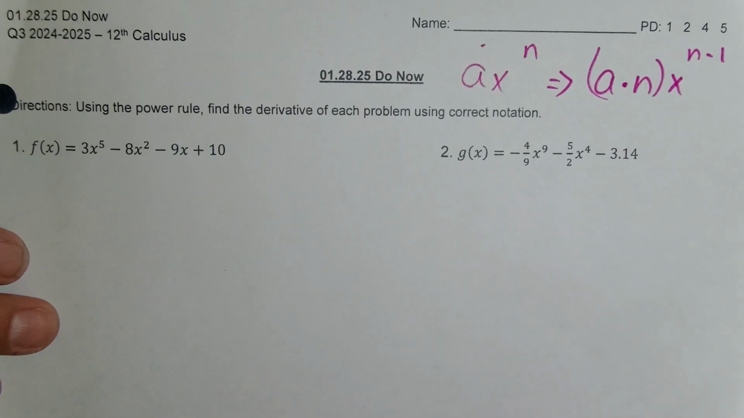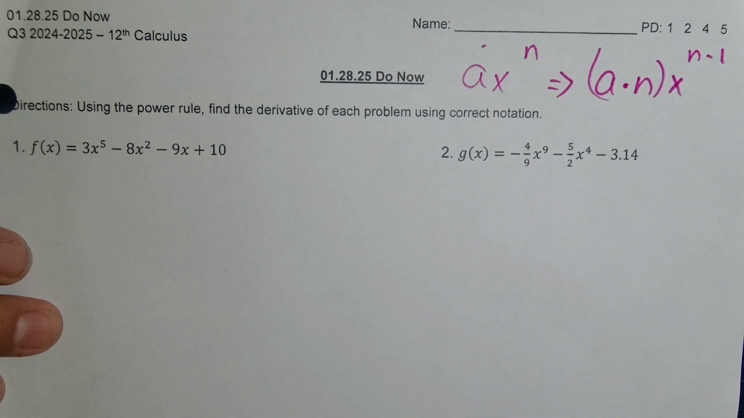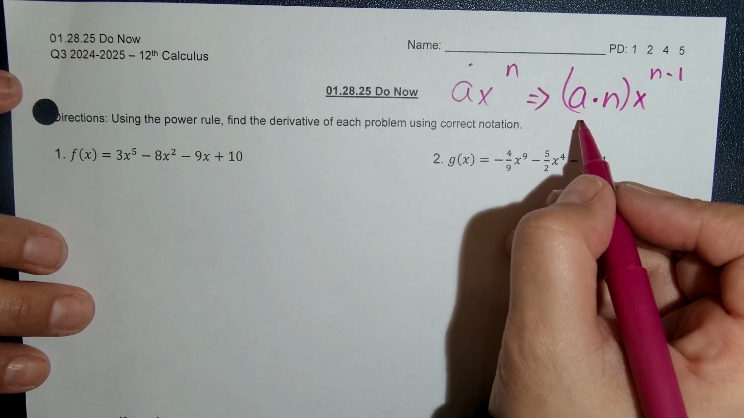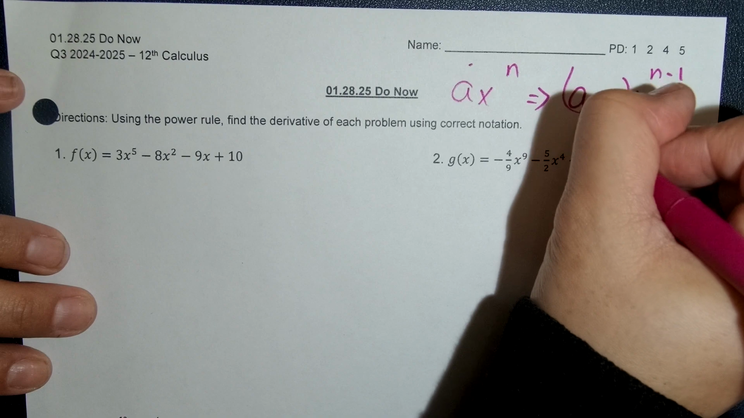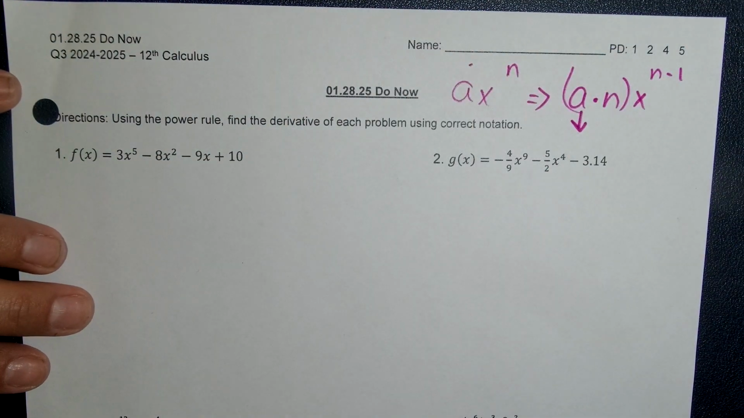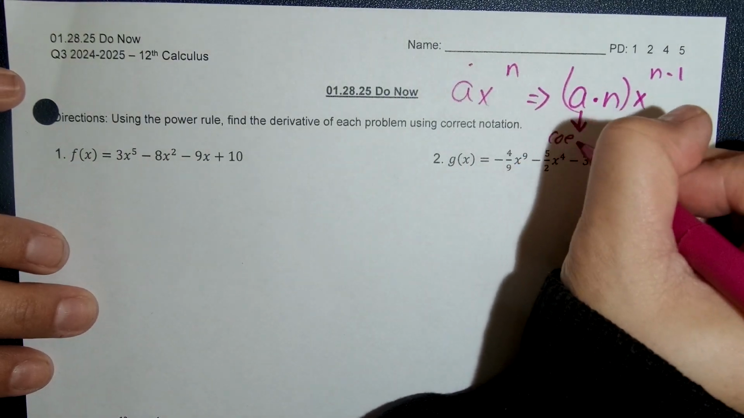So what does A stand for? I gave you the word for it. I gave you the definition, the vocabulary word, for A. What does A stand for? Starts with a C. Constant. No, the other one. Thank you, Brian, for looking at your notes. Coefficient.